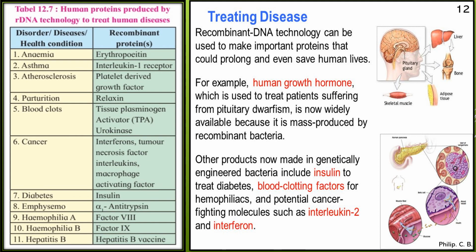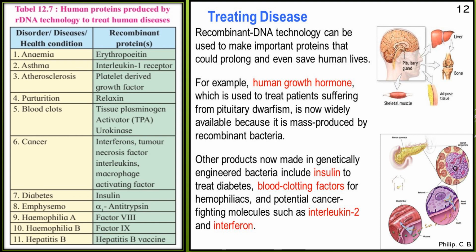For example, human growth hormone, which is used to treat patients suffering from pituitary dwarfism, that is short stature, is now widely available because it is mass produced by recombinant bacteria. Other products now made in genetically engineered bacteria include insulin to treat diabetes, which is now very common among people because of food habits or stress, strain, etc.